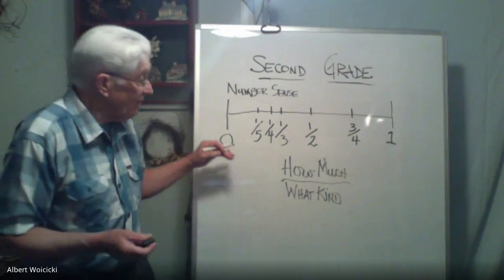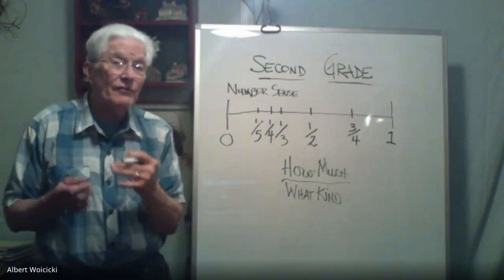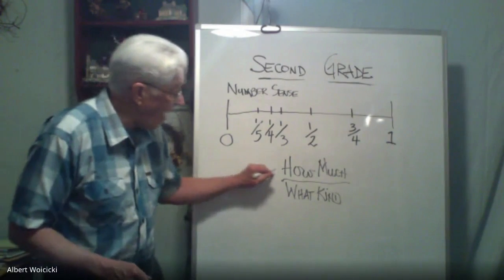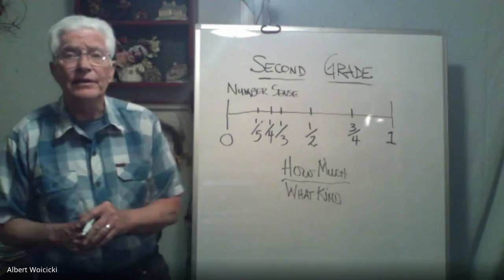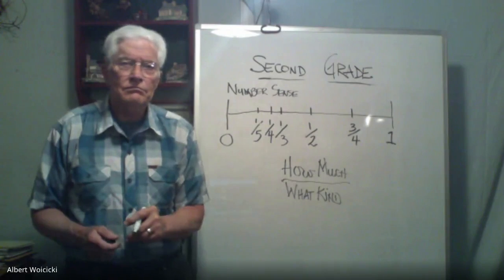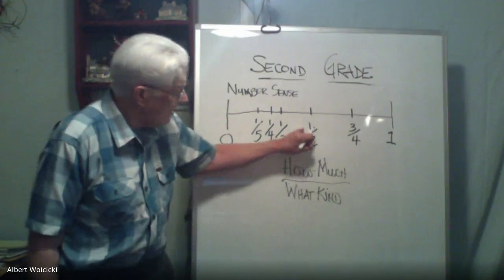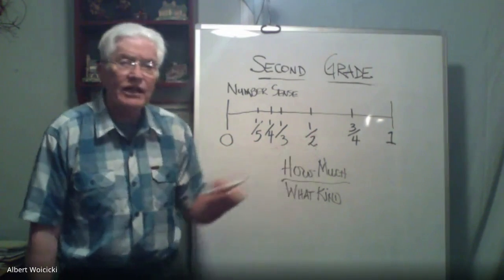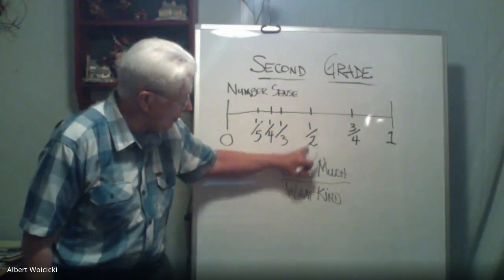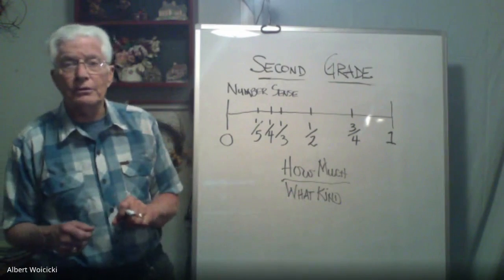And so up here, I'm looking at the numbers from 0 to 1. And I talk about these ideas of fractions as how much over what kind. So let's start with the easiest one, 1/2. So I've got the number 1, but I'm breaking it into 2 parts. The number 1 broken into 2 parts. How much? What kind? 2 parts.